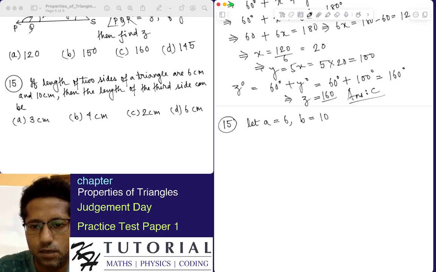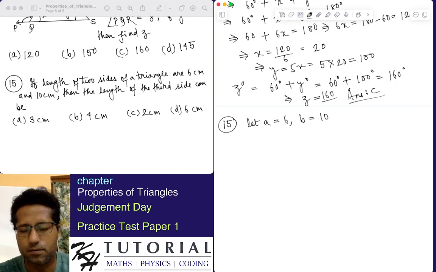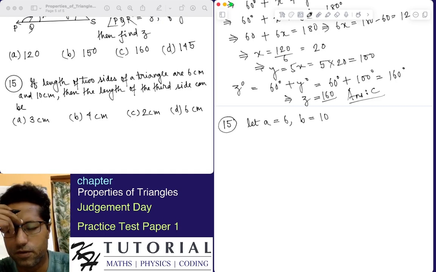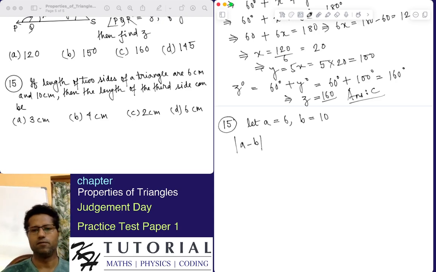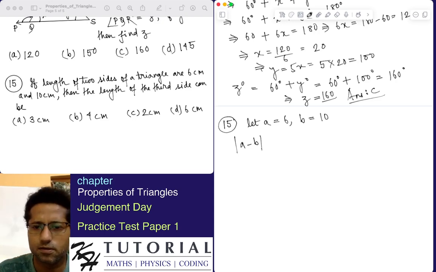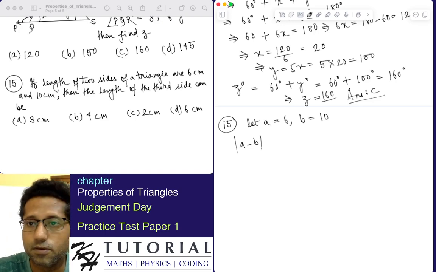We know from the triangle inequality that the difference of the lengths of any two sides is less than the length of the third side. That is, we know the modulus of A minus B. Why am I using the modulus? Because we do not know, but for this we can obviously know that B is the longer side.